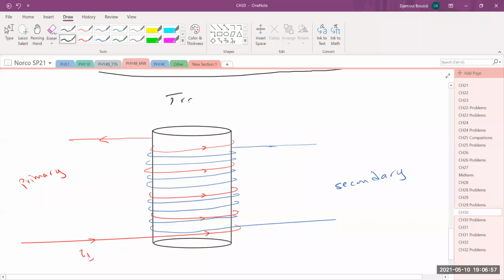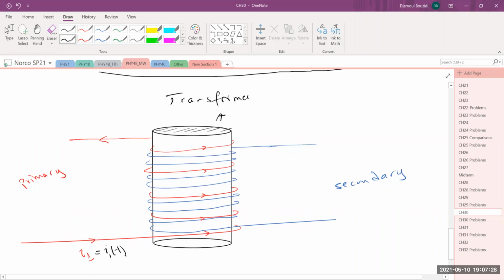So let's try to understand. First of all, what's going on for a transformer? The current in the primary is changing, it's time dependent. This is a function of time. And because it creates a magnetic field, I'm going to assume that this cross section is A. The area here is A really, okay? So what's going on in here? We have a current I that is time dependent, that changes.